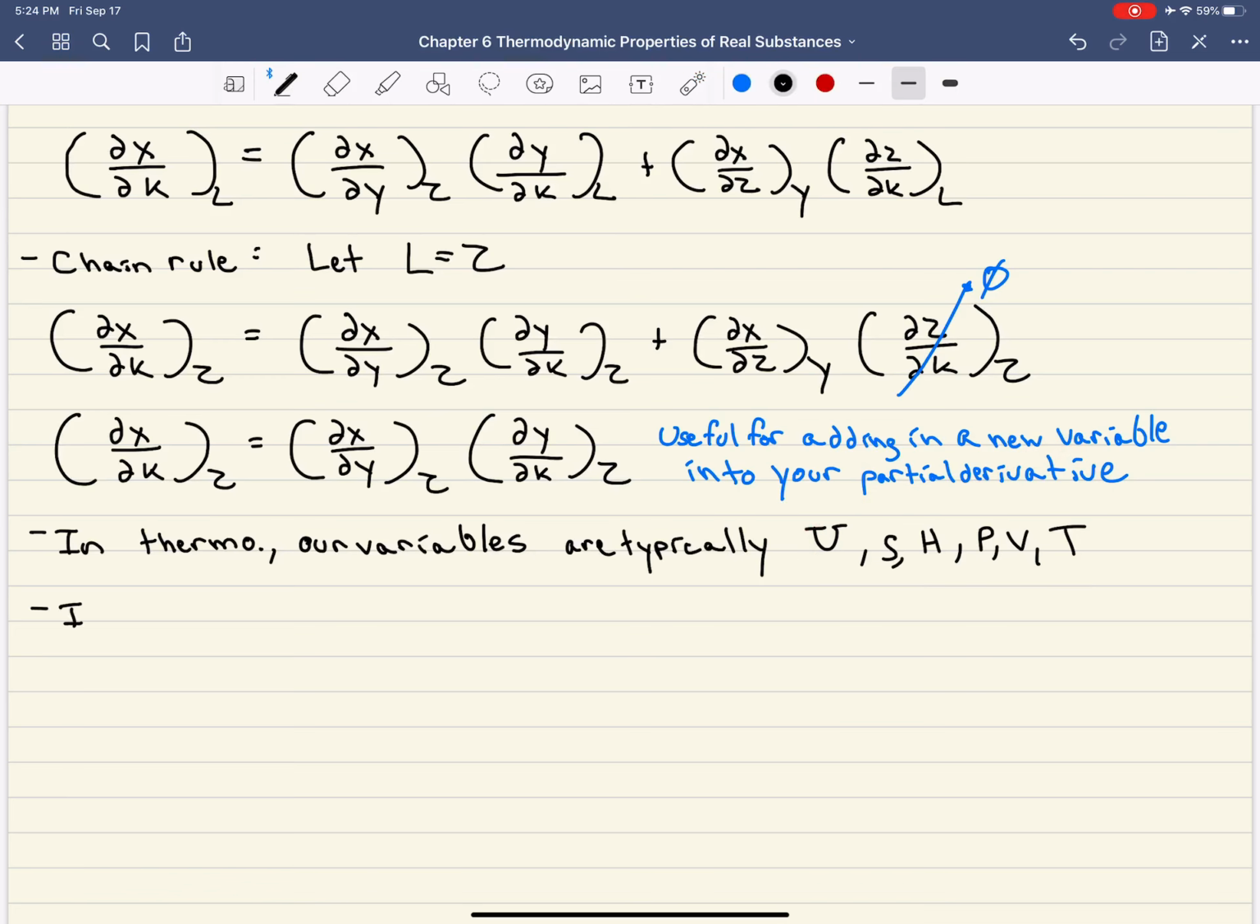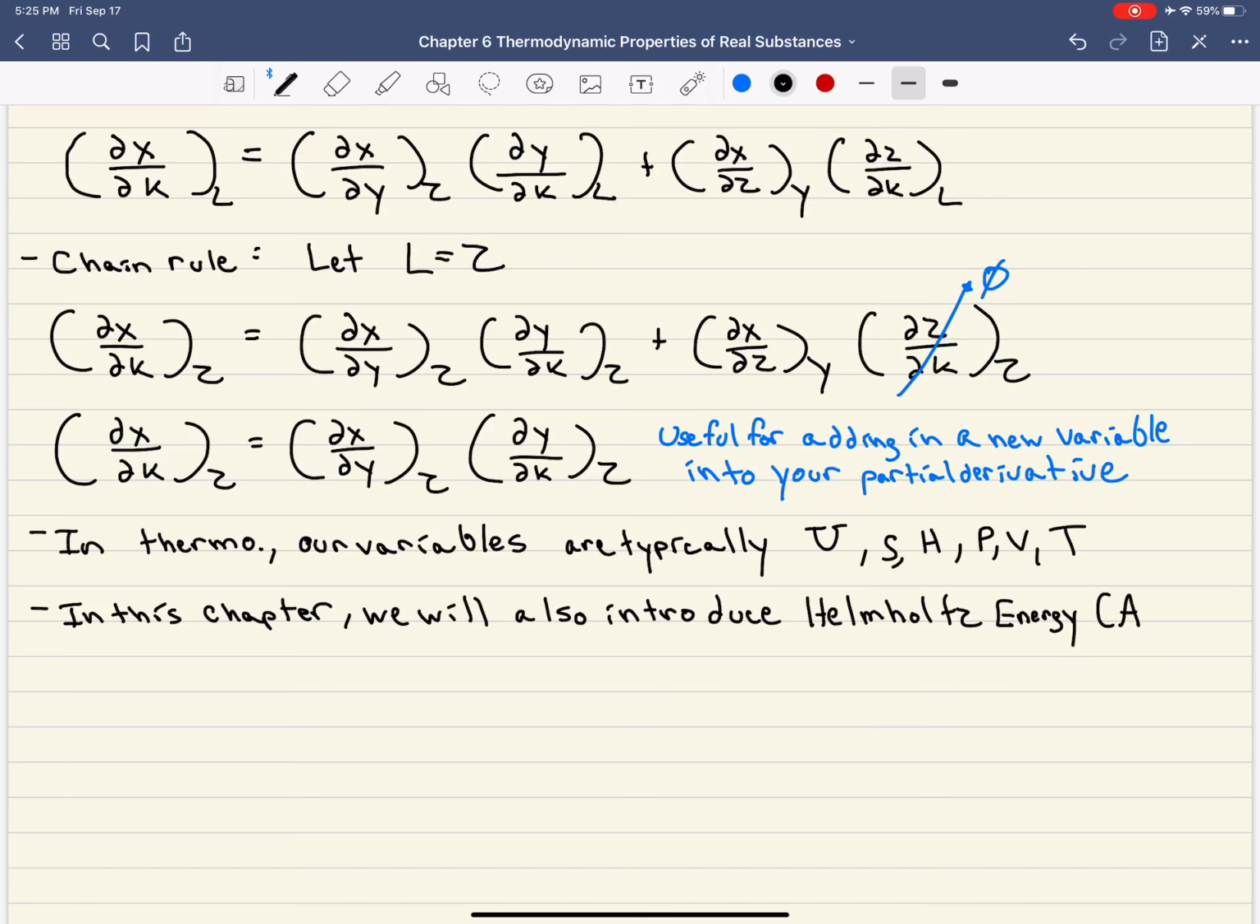And in this chapter, we're actually going to introduce a couple more variables. So we will also introduce something we call the Helmholtz energy. And so that's abbreviated as A or F. And we'll also introduce something known as the Gibbs energy, which is abbreviated as G.